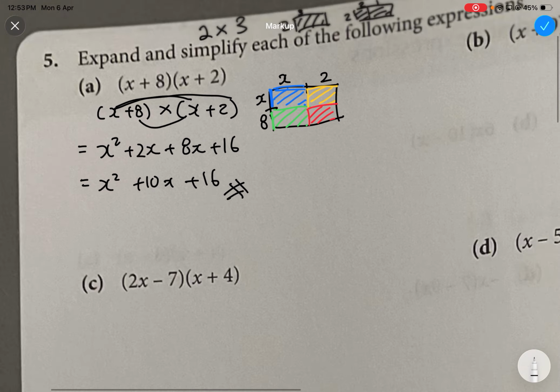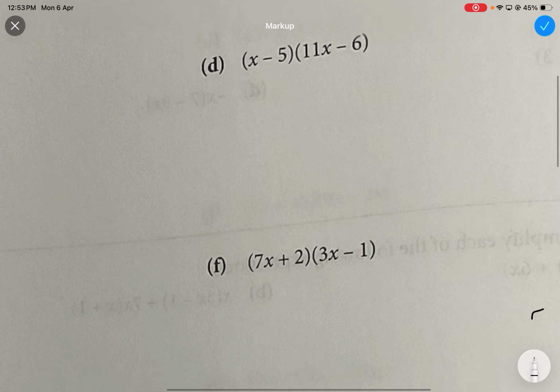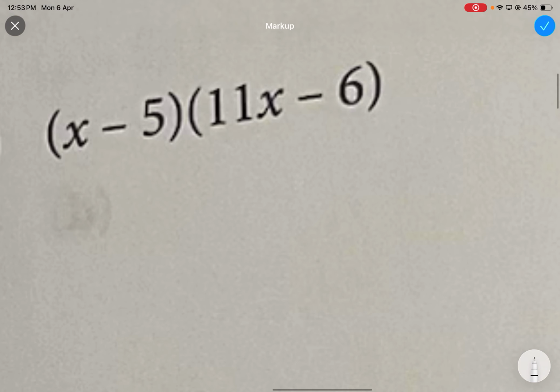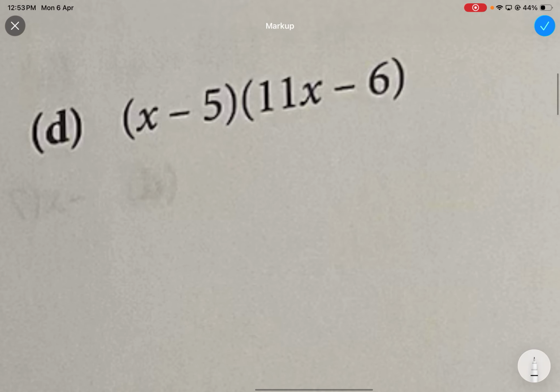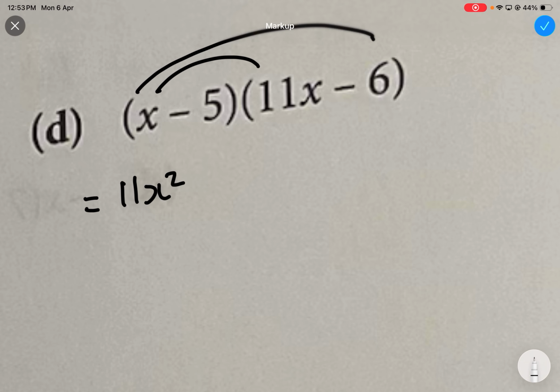Okay? We do one more together. Same, I have bracket, multiply bracket. When I want to multiply this part out, my first term will multiply first term. X multiply 11x, 11x squared. My first term will multiply second term. X multiply negative 6, negative 6x.